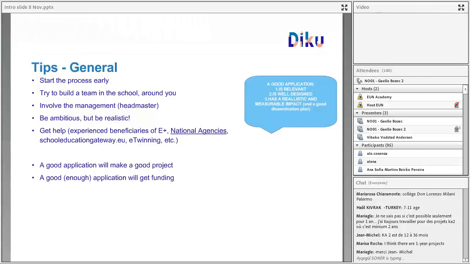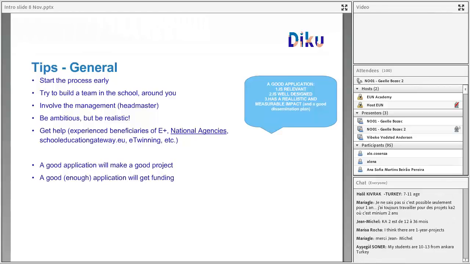Another tip is be ambitious. Everybody should want to revolutionize the world and everything, but you have to be realistic. Otherwise, your project won't go through.